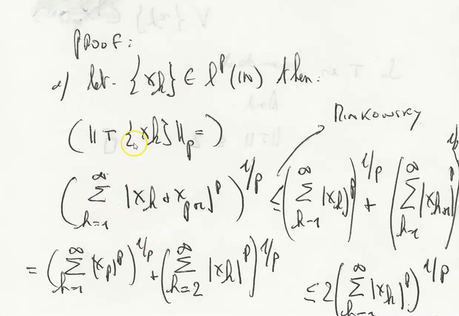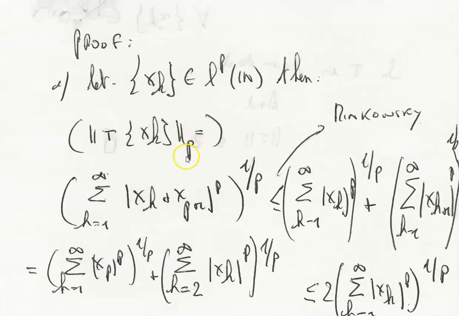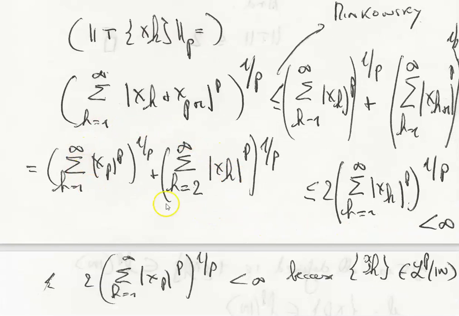So let's prove, in the first order, let (x_k) belong to l^p(N). Then we are interested in the p-norm of T of (x_k). So we use the Minkowski inequality, and we have that the sum for k from 1 to infinity of |x_k + x_{k+1}| to the power p, the whole to the power 1 over p, is less than the sum for k from 1 to infinity of |x_k| to the power p, the whole to the power 1 over p, plus the sum of |x_{k+1}| to the power p, the whole to the power 1 over p.